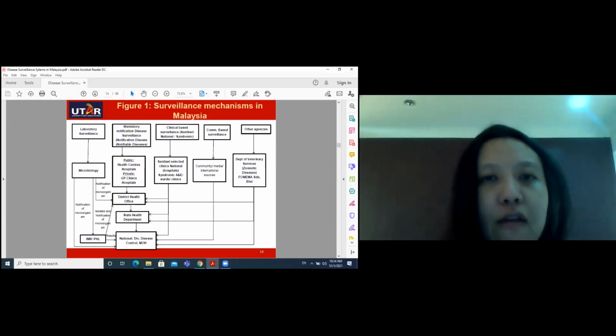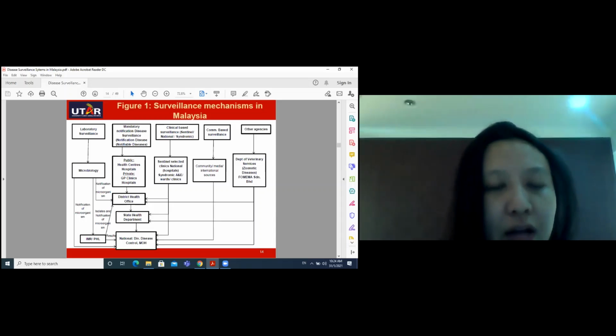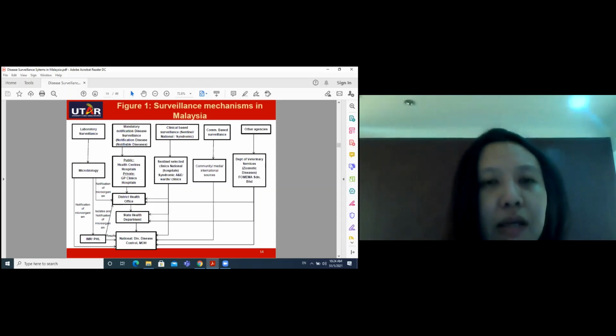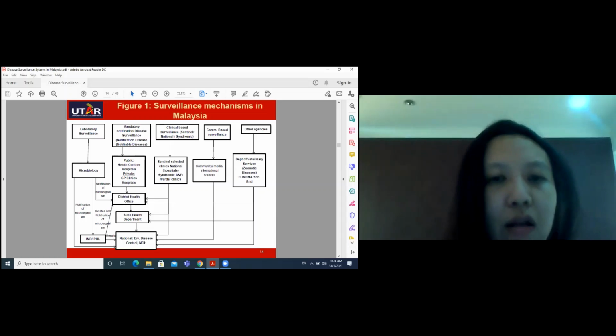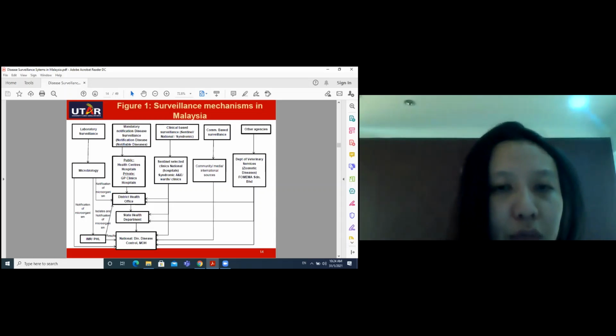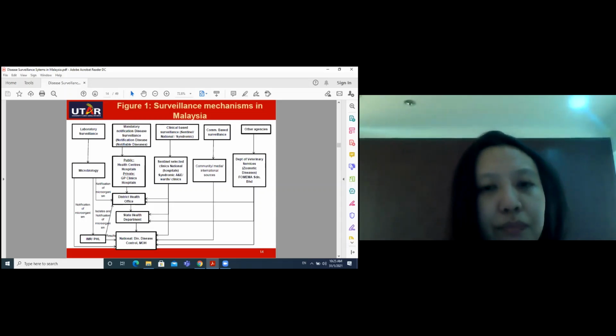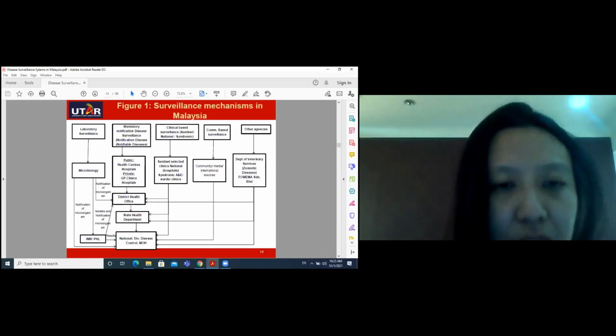So all these five surveillance systems, we have actually gone through these three levels in our Ministry of Health. We have reporting from the private or public health facilities to the nearest district health office. And also the second level, we will go up to the state health department, and finally to our national level in the Ministry of Health Malaysia, in our core in Putrajaya, Malaysia here.